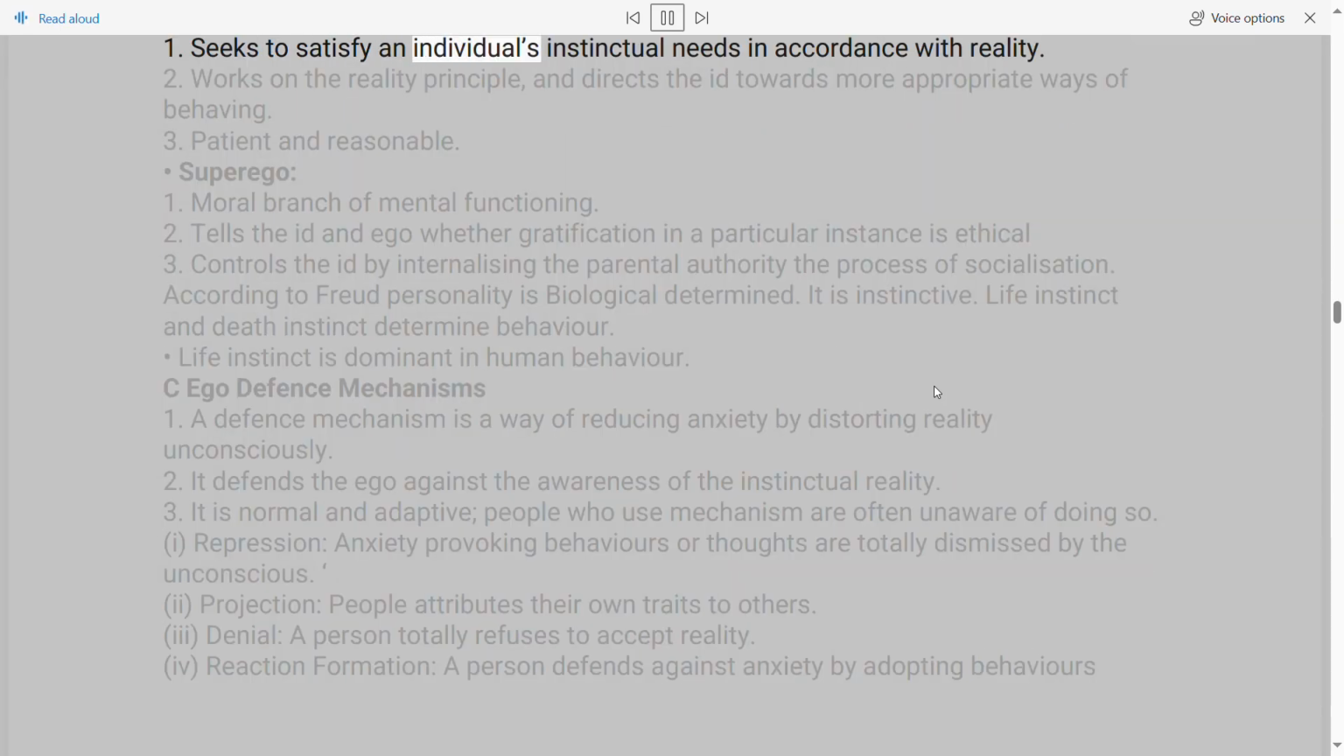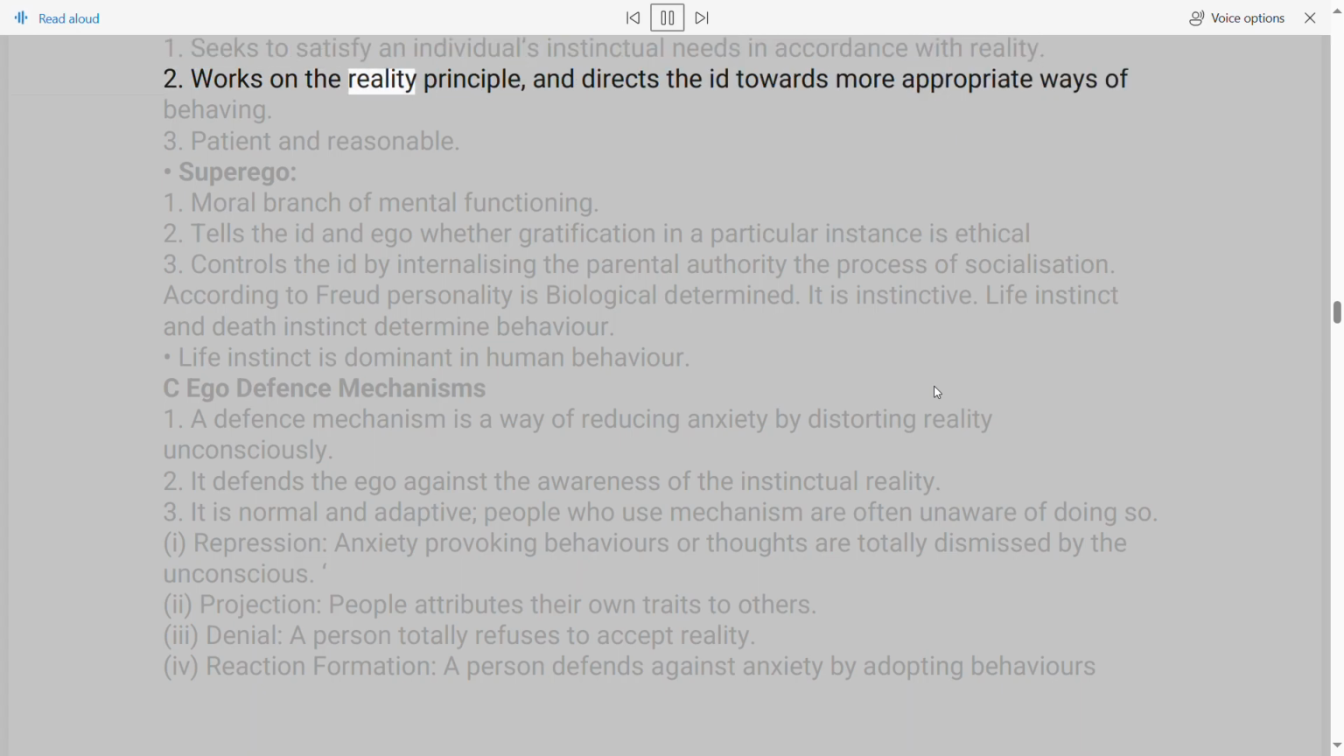Ego: 1. Seeks to satisfy an individual's instinctual needs in accordance with reality. 2. Works on the reality principle and directs the id towards more appropriate ways of behaving. 3. Patient and reasonable. Superego: 1.